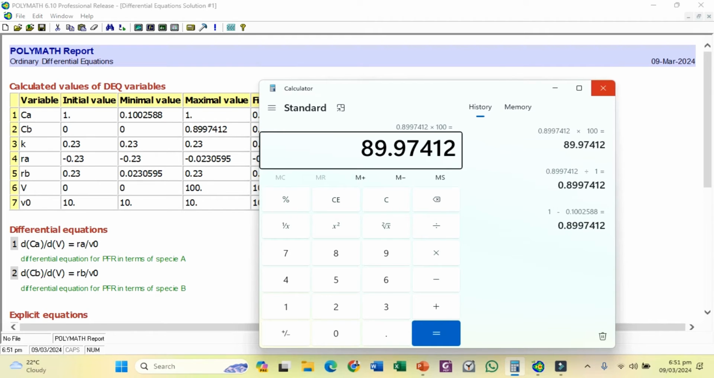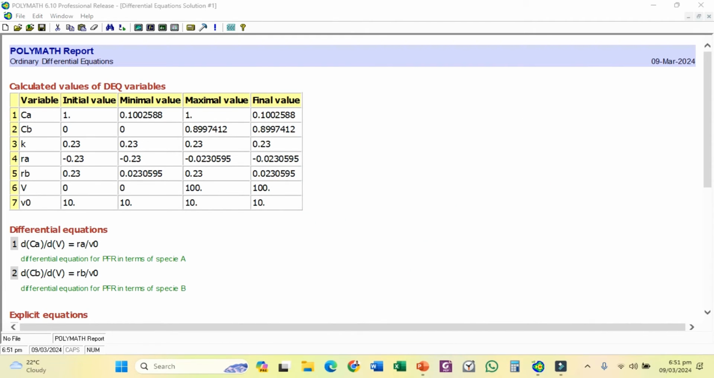Now you can see the rate of reaction. Initial value was minus 0.23 and then the final value is minus 0.023, which shows that the rate of reaction is decreasing in the system. Don't get confused by the negative sign. This negative sign is for the Polymath adjustment, but actually you will see that the value is 0.23 and it is decreasing to 0.023. The rate of species B is also initially high and then it decreases.